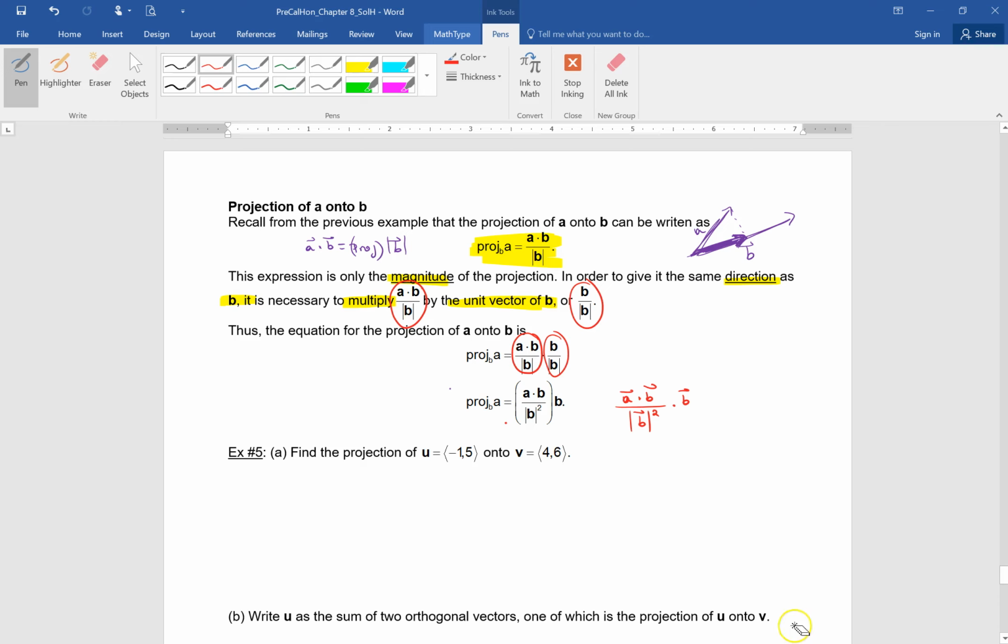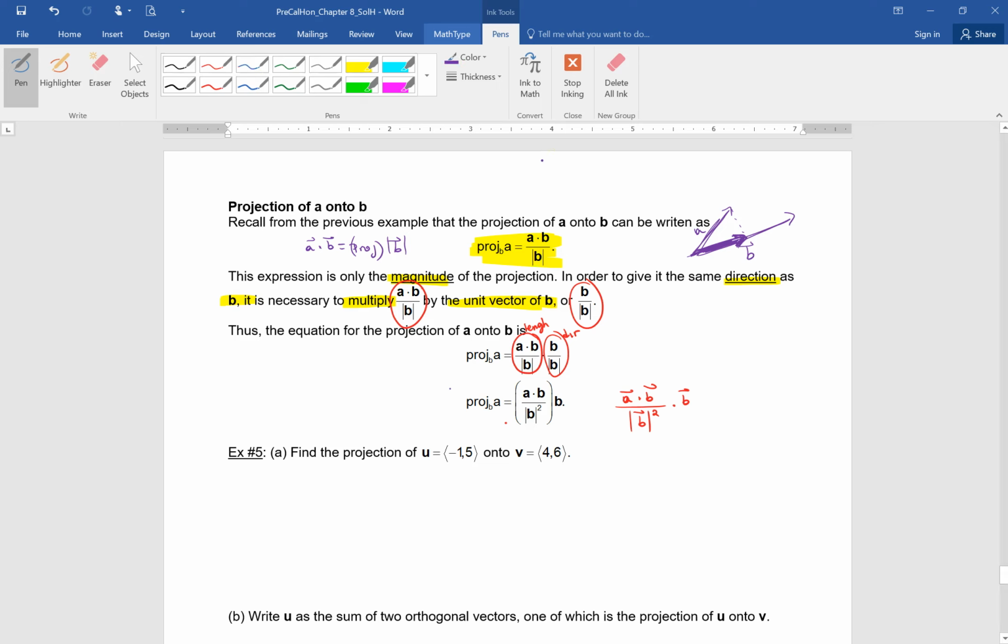Now, what is A dot B over the magnitude of B? That's the length of the projection. This first thing I've circled is the length of the projection, and this is its direction. So this is the length, and this is the direction. Okay, so let me do this one and then I'll draw this next time.